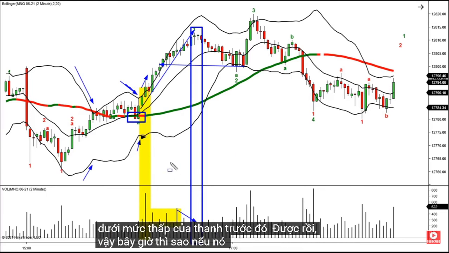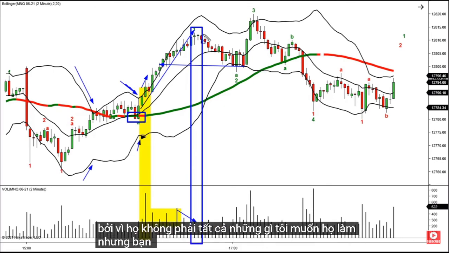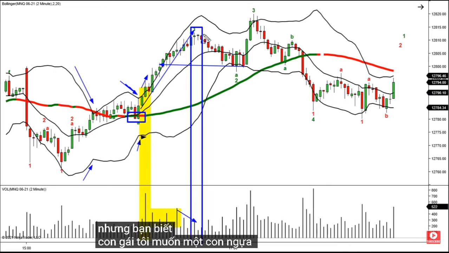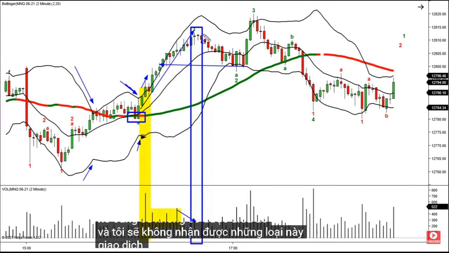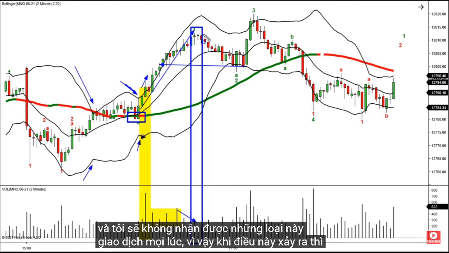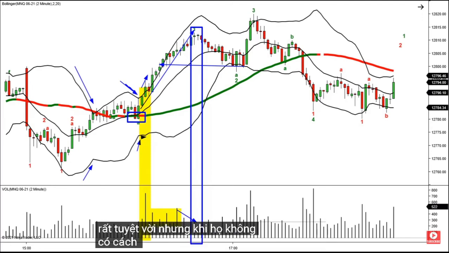Okay, so now what if it doesn't do this? Because they don't all. I wish they did, but you know, my daughter wants a horse or a pony, but she's not going to get that either, and I'm not going to get these kind of trades all the time. So when this happens, ka-ching. Excellent. But when they don't, there's a way to salvage the trade. Let me show you that.